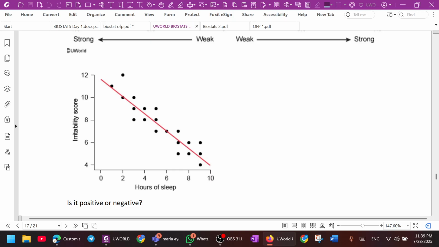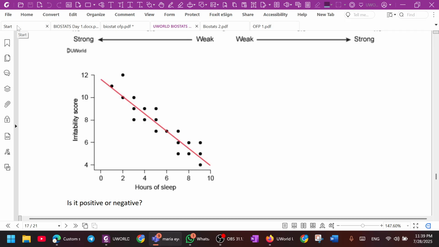Because here, if we follow this one, it is going up. So this one is increasing, but this one is decreasing. Do you see it? Like if you look at the line, it is going from here down to here. So hours of sleep is going up, and the irritability score is going down. Does it make sense?